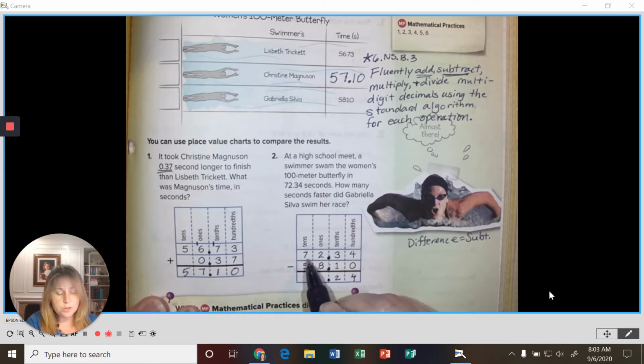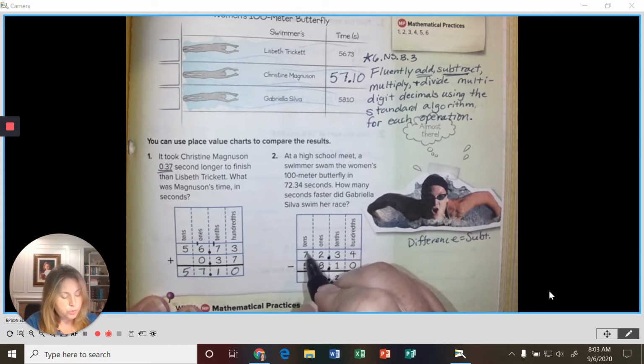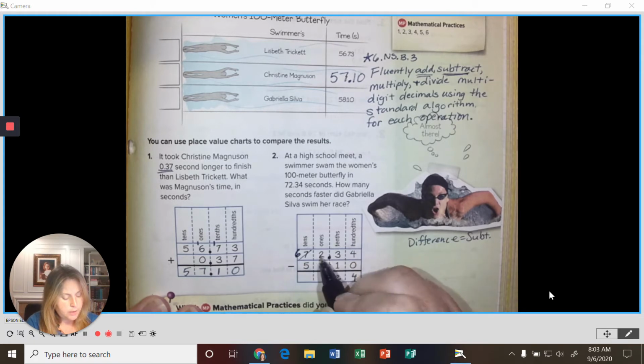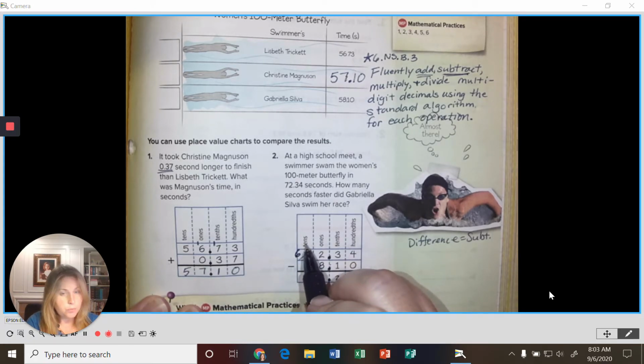So we go right over here next door to the tens, and we're going to regroup or borrow. So we're going to borrow a 10 from here. This becomes a 6. All right, and a single from the tens column is 10 in the ones column, so we add a 10 here. So this is now 12, and then 12 minus 8 is 4, and then 6 minus 5 is 1. So the difference is 14.24 seconds. So it took her 14.24 seconds longer. I'm going to go ahead and add in my label here.